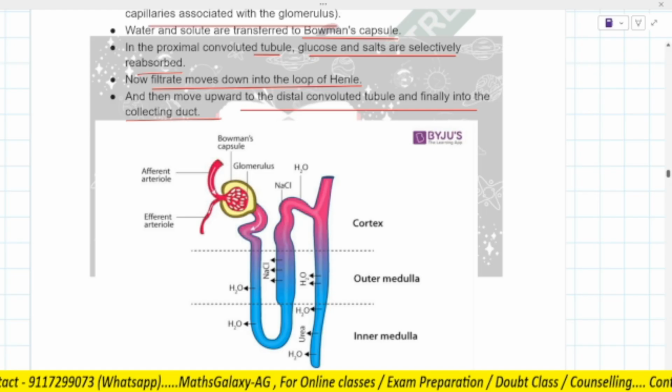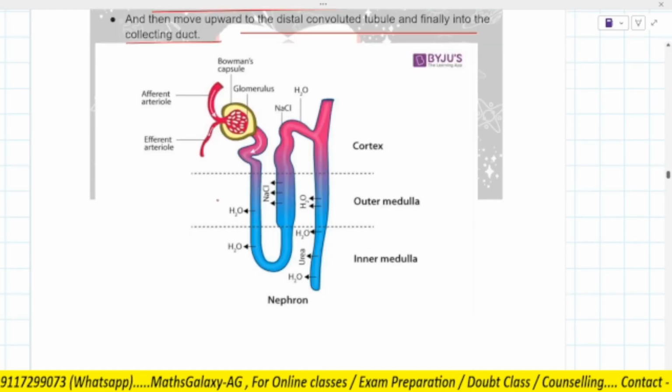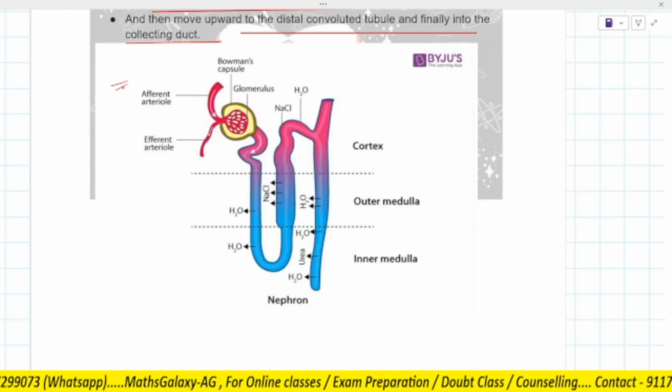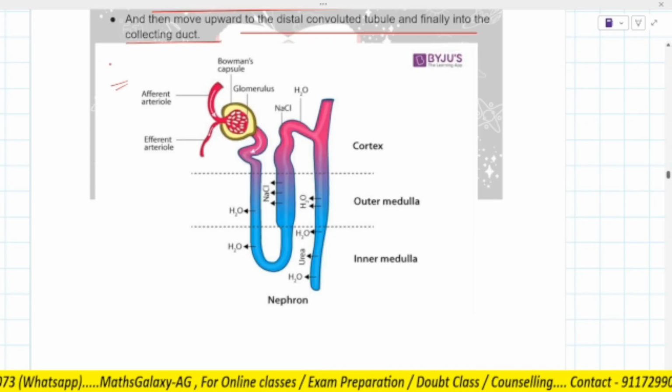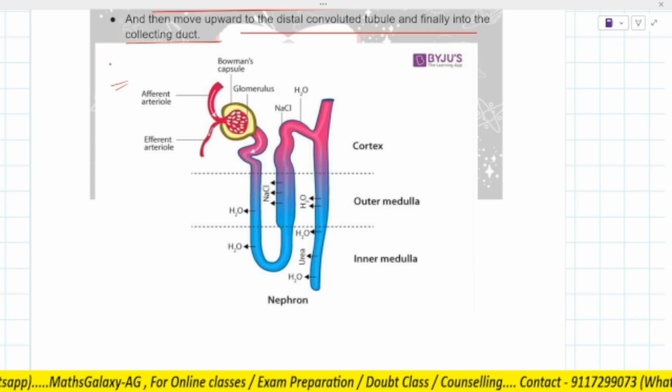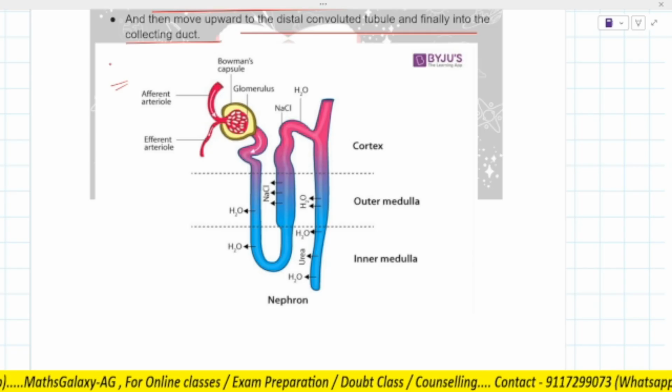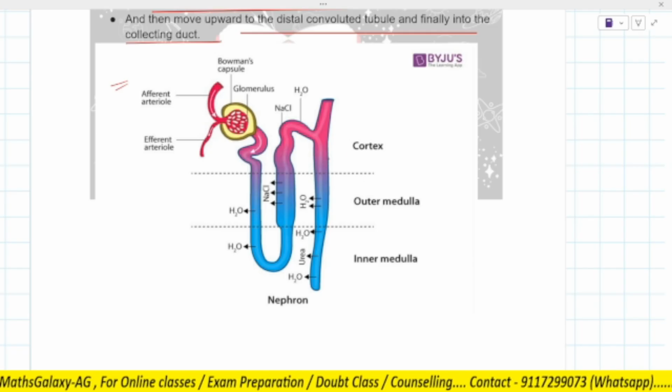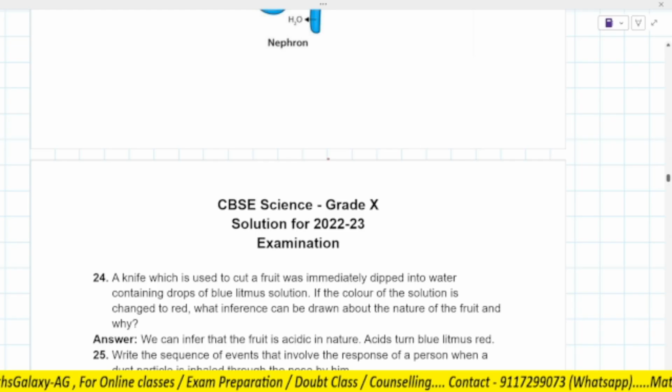And you can draw the diagram like this. Is it clear? I think you have already drawn this diagram in your notes copy also. Okay, so this one is here. And now let's see the next question.